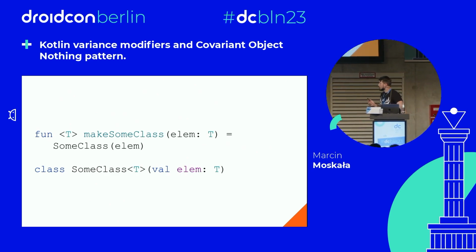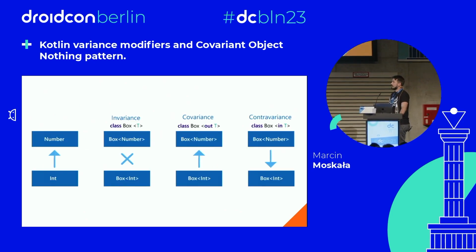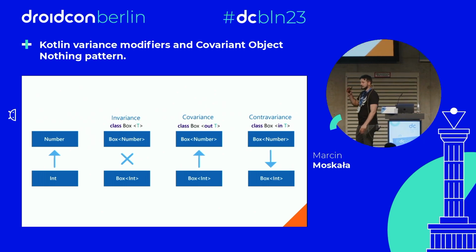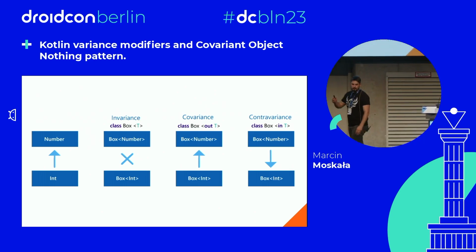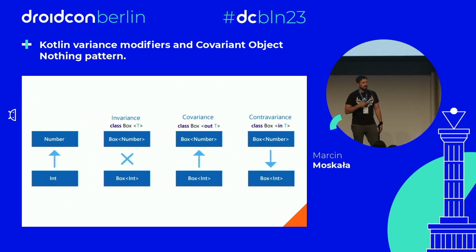What seems to not be clear for the majority of developers is the variance modifiers. So invariance, covariance, and contravariance. So in and out. How does it work? The idea is very simple. Variance modifiers decide what is the relationship between boxed types.